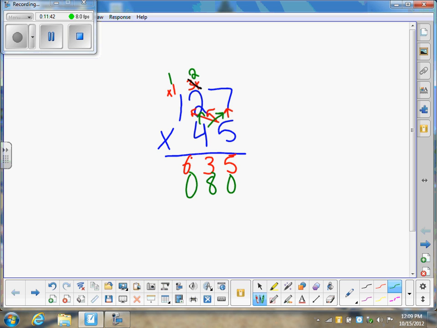Now we're going to do 4 times 1 is 4 plus 1 is 5. And then we're going to add all of our numbers up. So 5 plus 0 is 5. 8 plus 3 is 11. 6 plus 1 is 7. And 5 plus nothing is 5. And then your answer is 5,715. And see you later. Over and out.